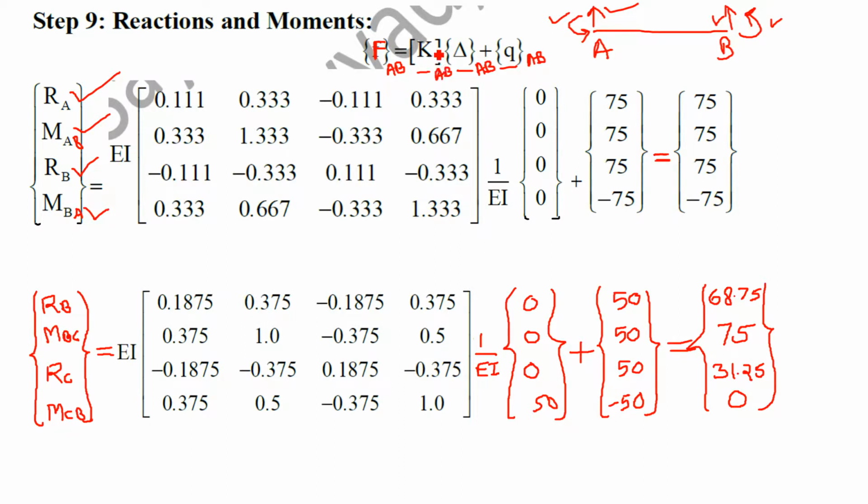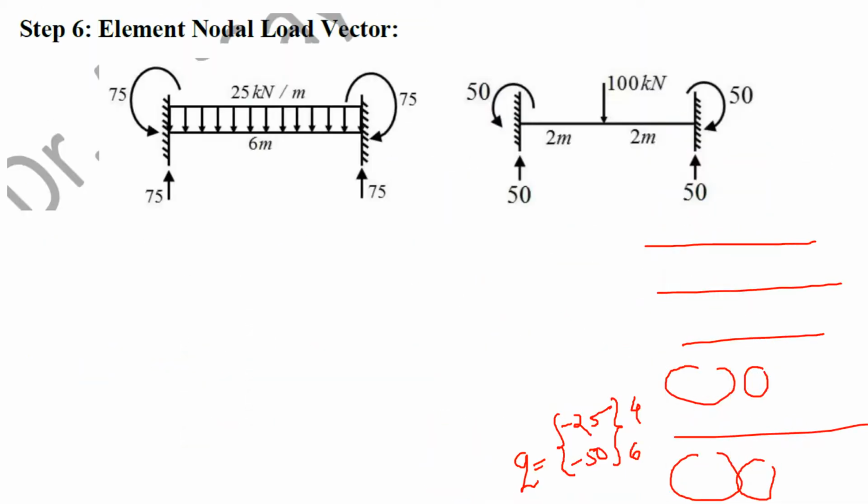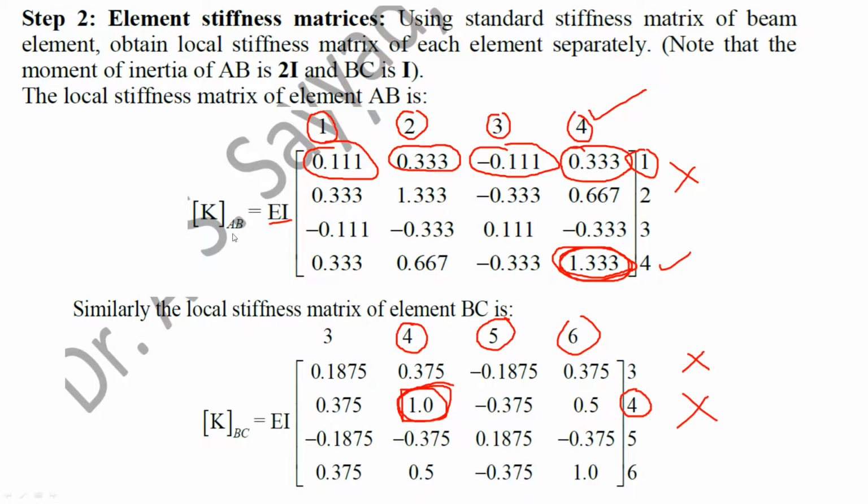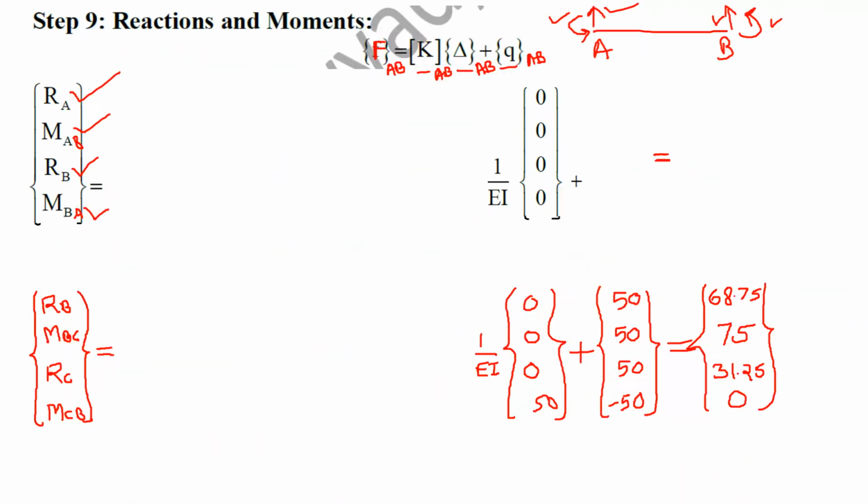Now K is the member stiffness matrix of member AB. In the second step, we derived the standard stiffness matrix of each member, so that 4 by 4 matrix we have to use here. Remember, this is the standard stiffness matrix of member AB. This K is used in the last step to calculate the moments and reactions.